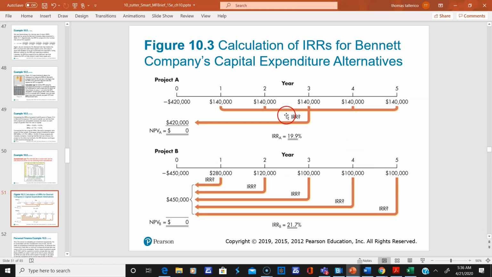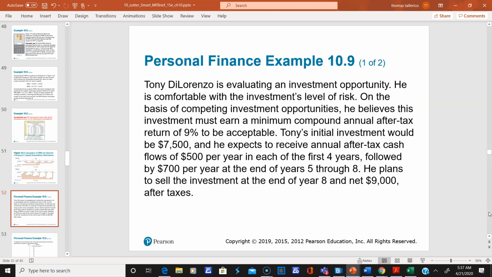So here's the way it looks on a timeline. Again, this was the timeline. Here's the internal rate of return for Project A. We previously saw these timelines. And here's Project B. You can see that at this point and at that point, for both of these projects, the net present value becomes 0. So this is the whole idea behind net present value.